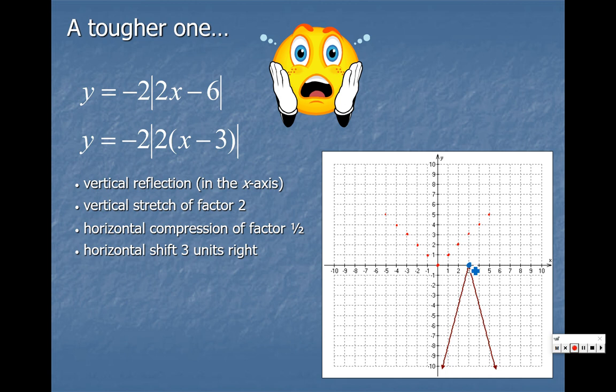Number 1, vertical reflection. So it comes down to here, down to -1. Vertical stretch factor 2, so I double its y values, goes to 2. Horizontal compression factor 1/2, the x value becomes half, and then 3 units to the right, 1, 2, 3, I get this point right here.